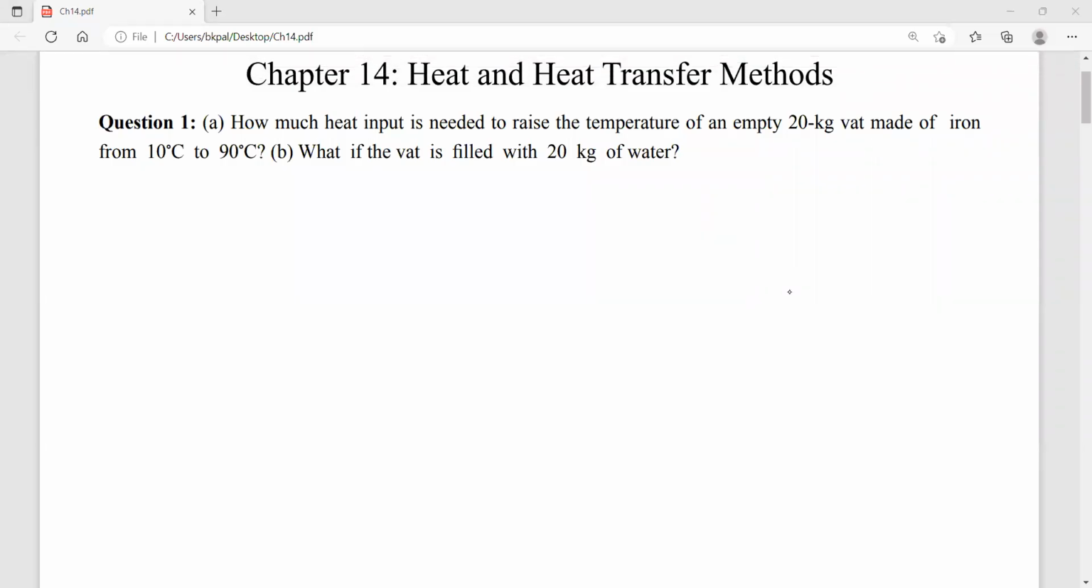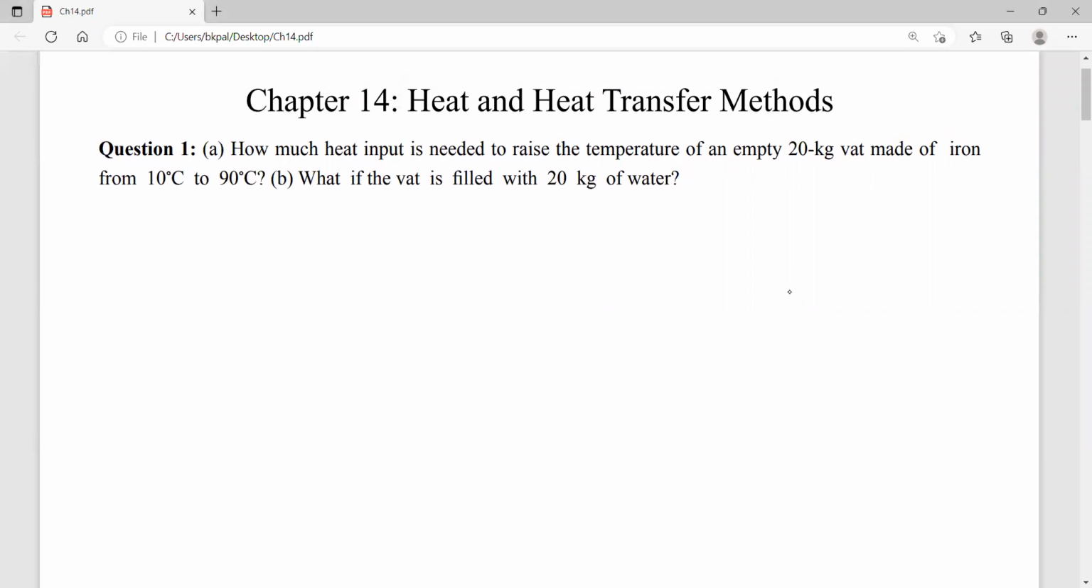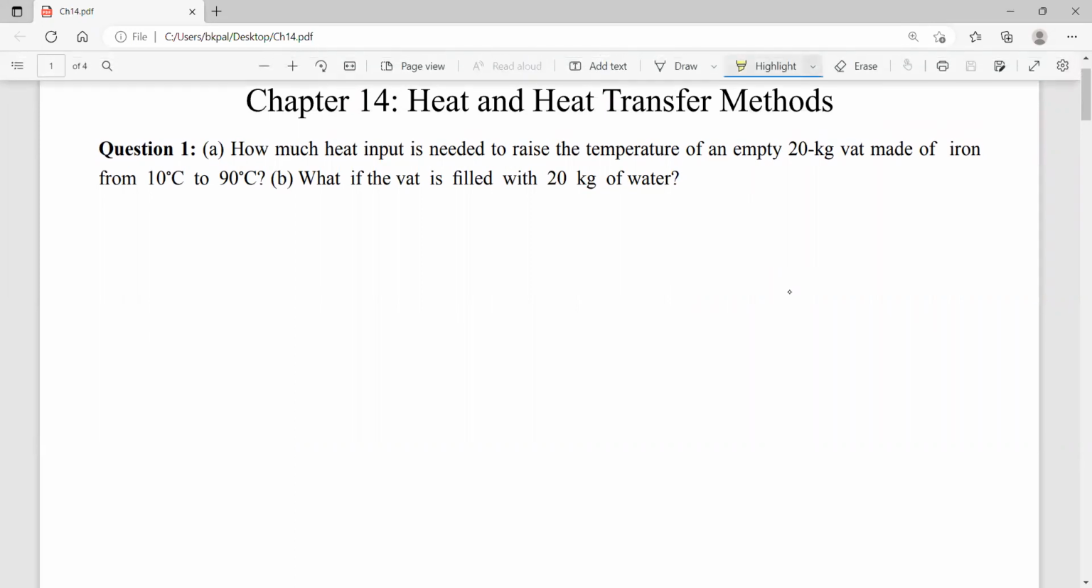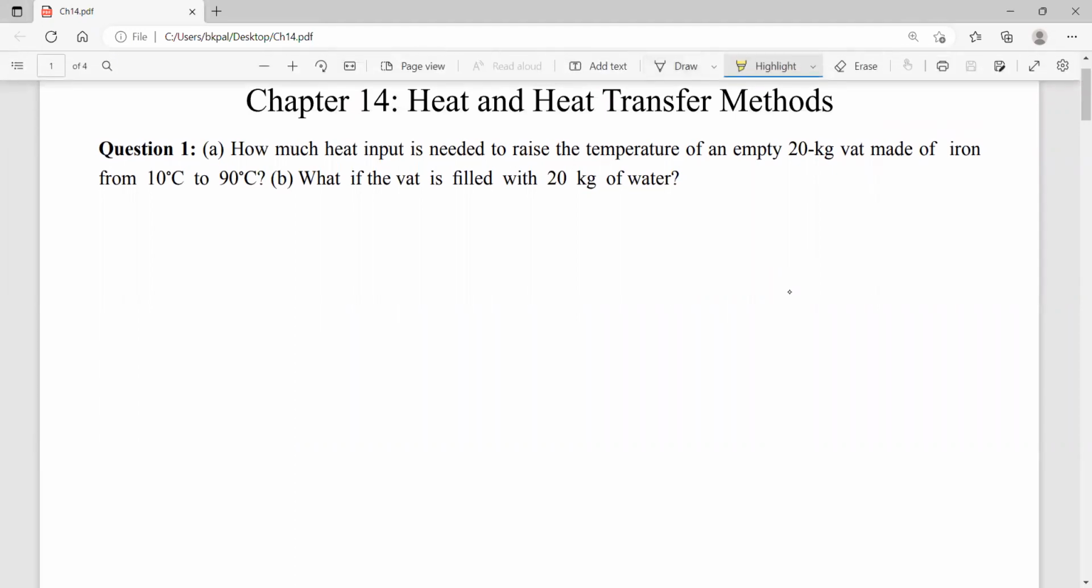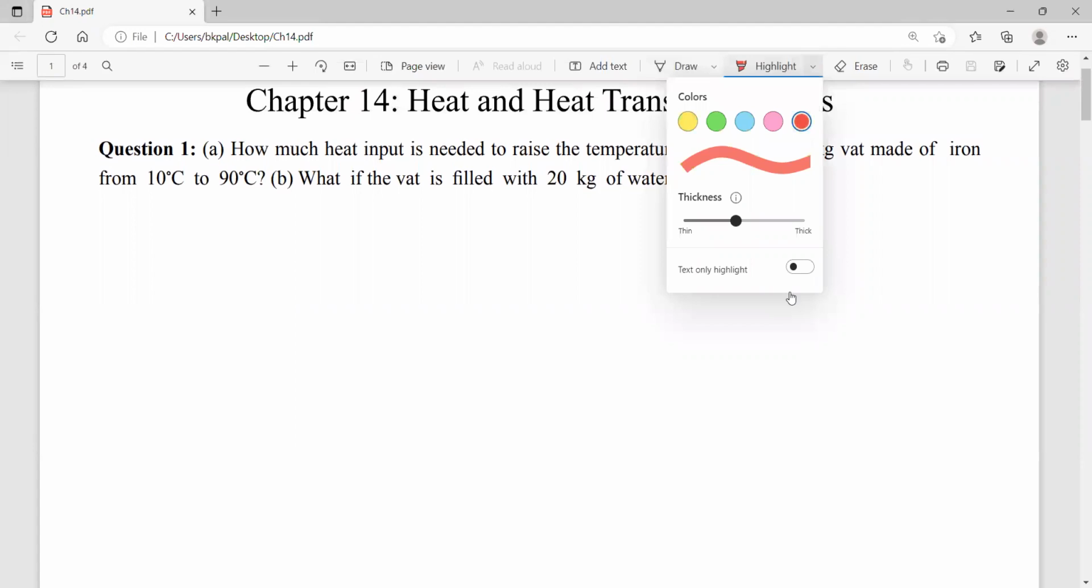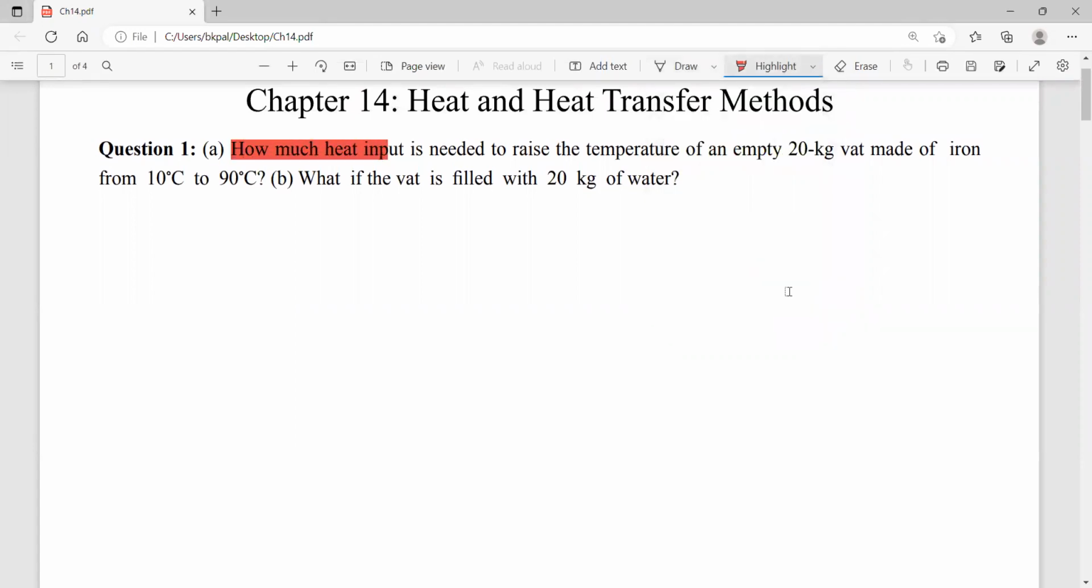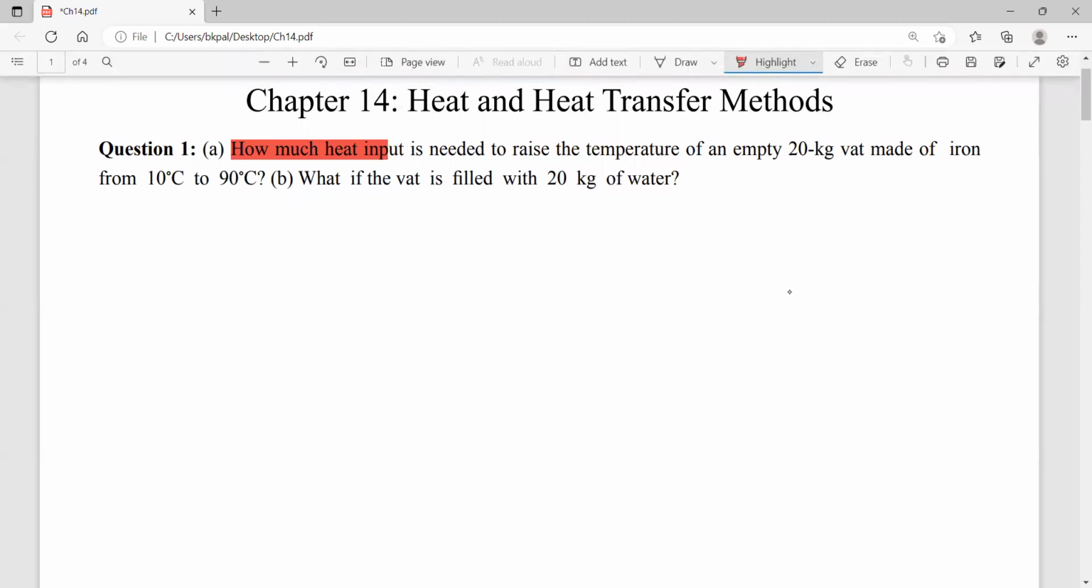All right, so let's start the problem solving session for chapter 14. Okay, so let's start with question number 1. What we are given here and what it asks us to calculate. How much heat input is needed? Here it asks us to determine how much heat. That's the unknown. And what are the given things here?